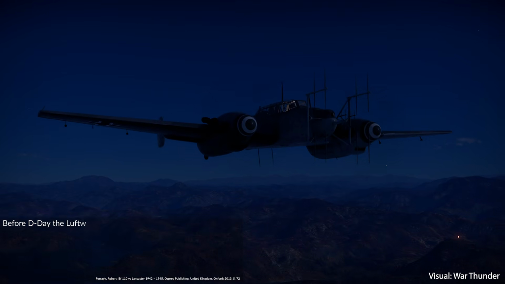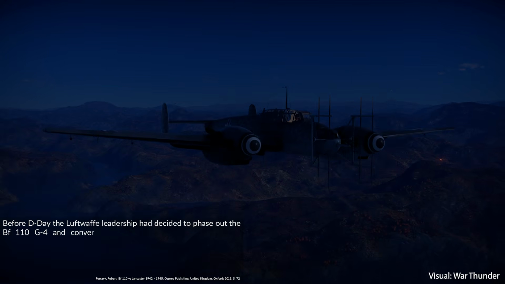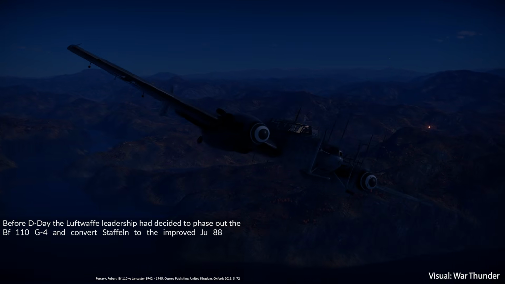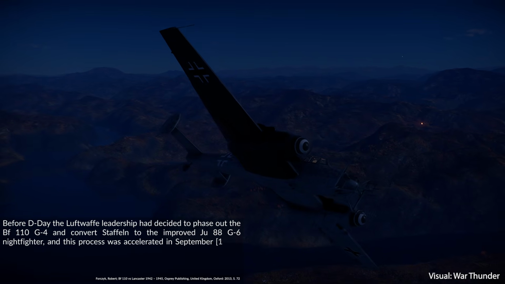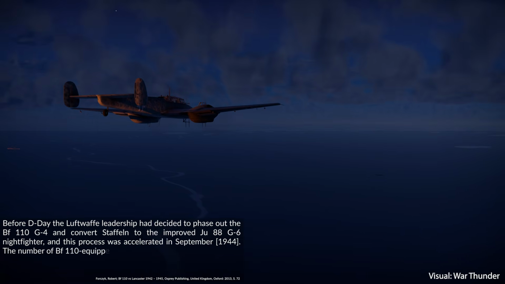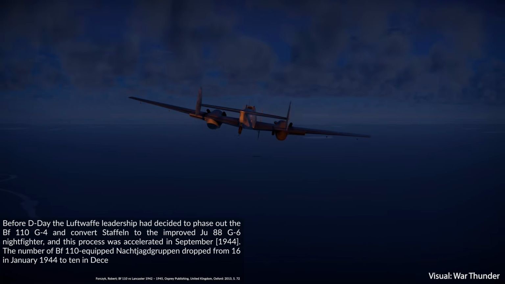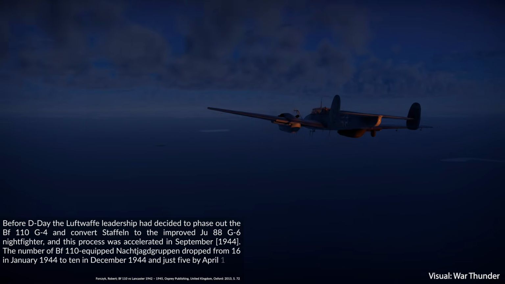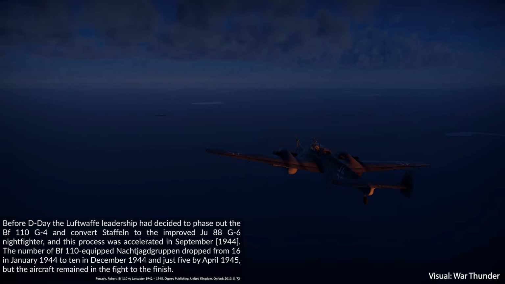Before D-Day, the Luftwaffe leadership had decided to phase out the Bf-110 G4 and convert Staffeln to the newly improved Ju-88 G6 night fighter, and this process was accelerated in September. The number of Bf-110 equipped Nachtjagdgruppen dropped from 16 in January 1944 to 10 in December 1944 and just 5 by April 1945, but the aircraft remained in the fight to the finish.